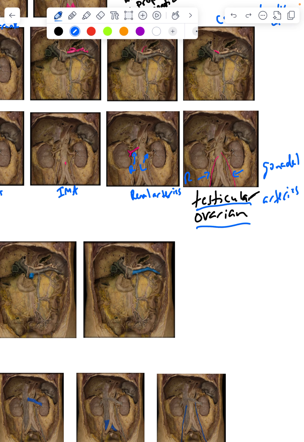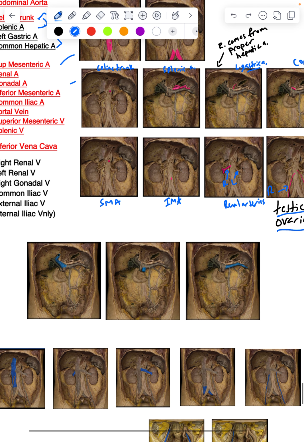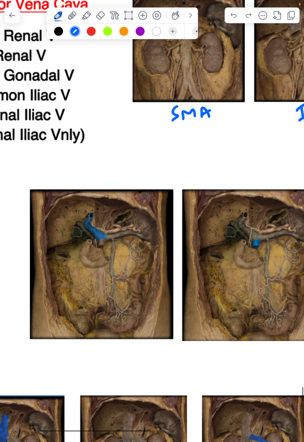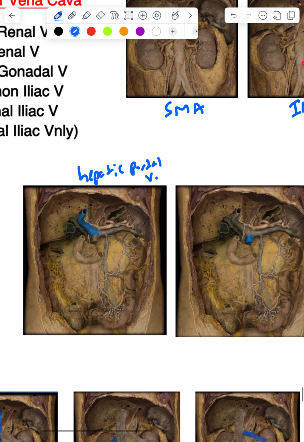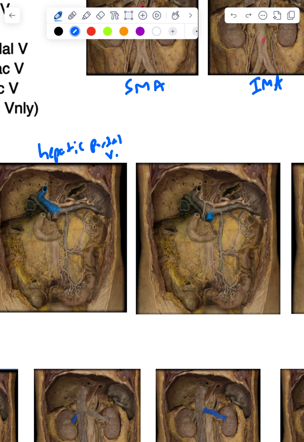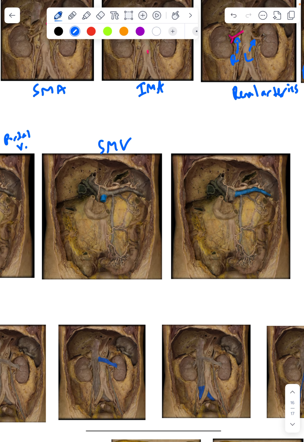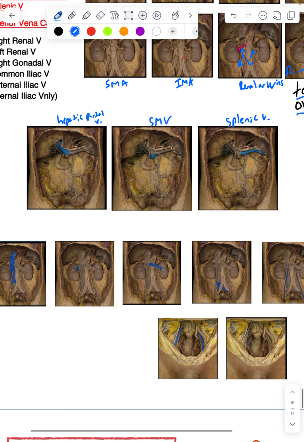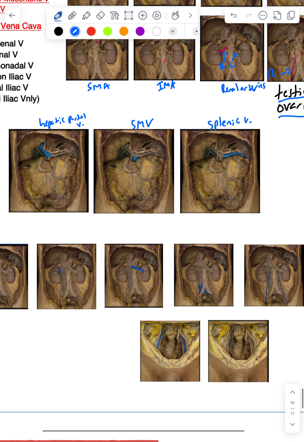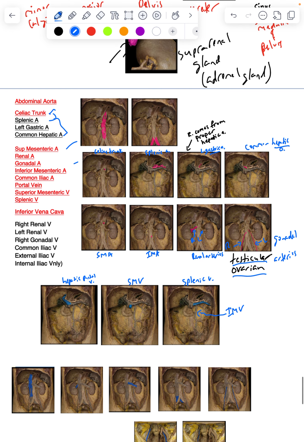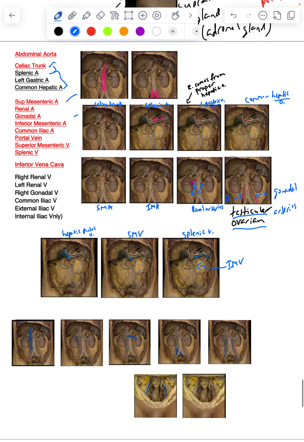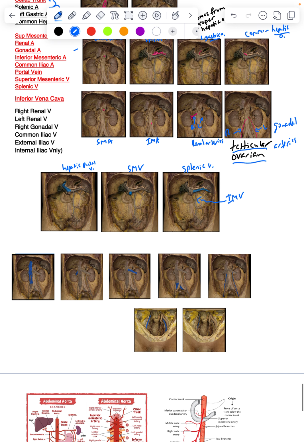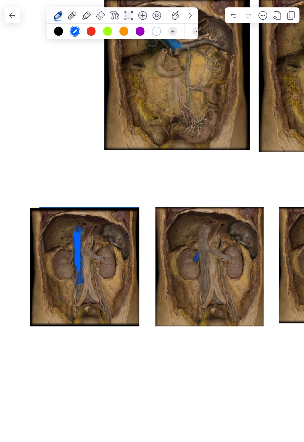That's it. Now, you also have the veins. So remember when we said this is your hepatic portal vein? We said this thing is your superior mesenteric vein. The other one was your splenic vein. The one draining into your splenic vein is your inferior mesenteric vein. Does she not have it labeled? She does not have inferior mesenteric vein labeled. Whatever. Okay. Now, this is your inferior vena cava.